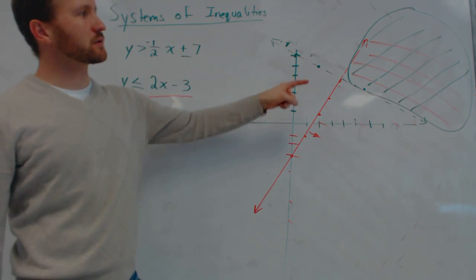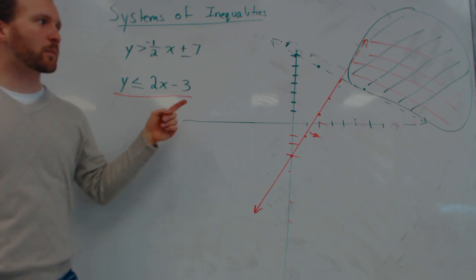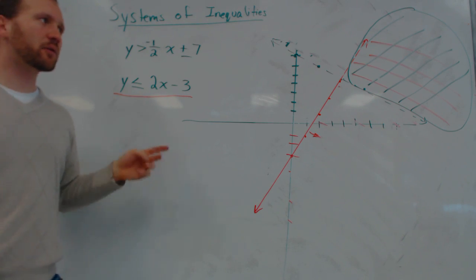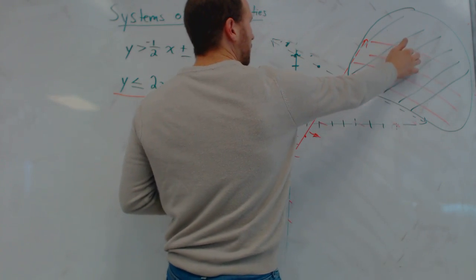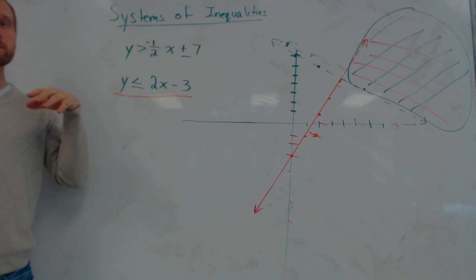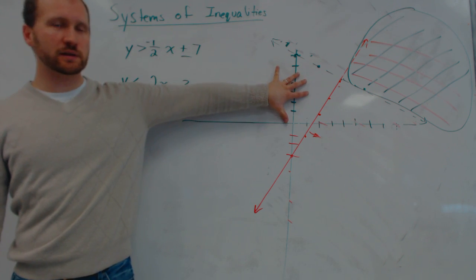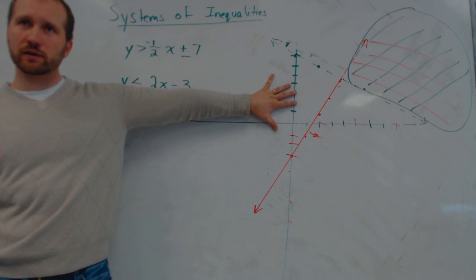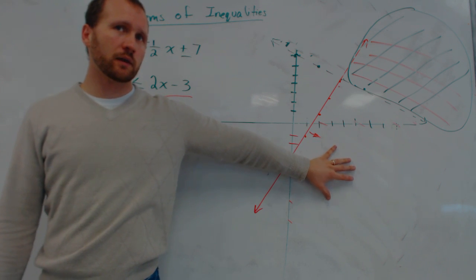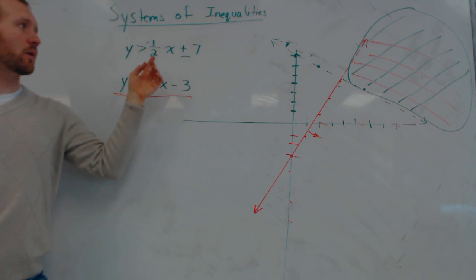So if we were to pick a point that's right on this line, it would be true in both of these inequalities. If we picked a point right on this line, it would not be true in both of these inequalities. If we picked a point anywhere over here, it would be true in both of these inequalities. Now there's something else we could say. If I picked a point in this quadrant, it wouldn't be true in either inequality. But if I picked a point over here, it would be true only in this one. And if I picked a point over here, it would be true only in this one.